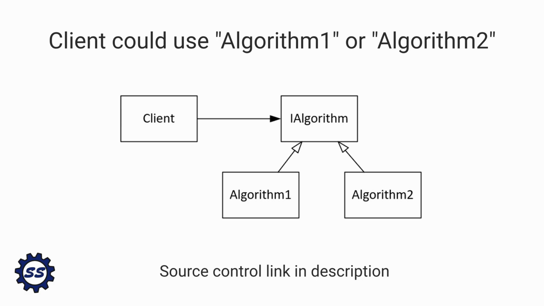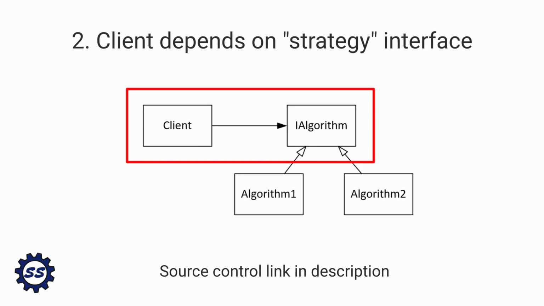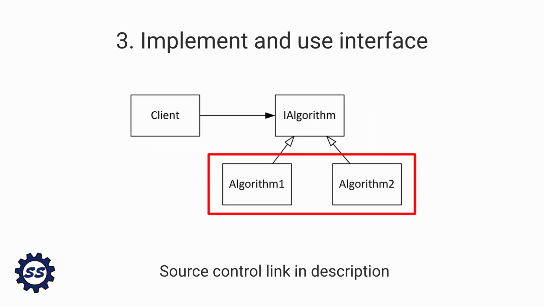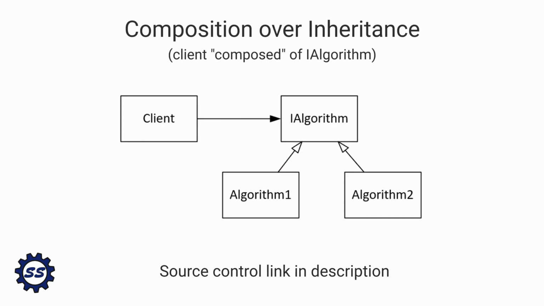So the way this works is that the algorithm is encapsulated behind some kind of strategy interface, and then the client depends on that strategy interface and can take in various different implementations of that interface in order to implement its behavior. So the strategy design pattern is actually pretty common because it supports the ideas of composition over inheritance and decoupling, and in fact I've used it quite a lot on various different projects.